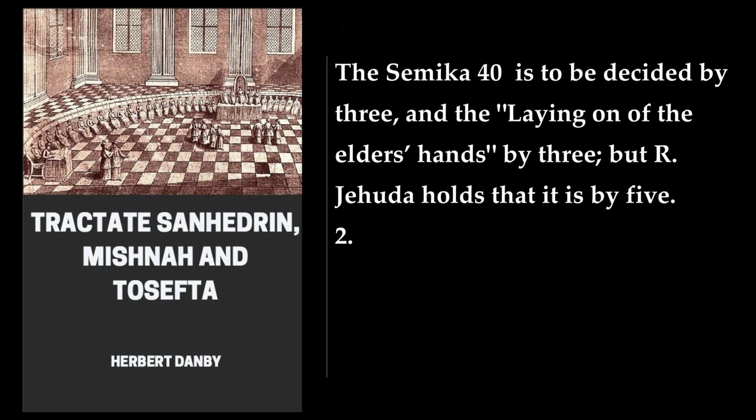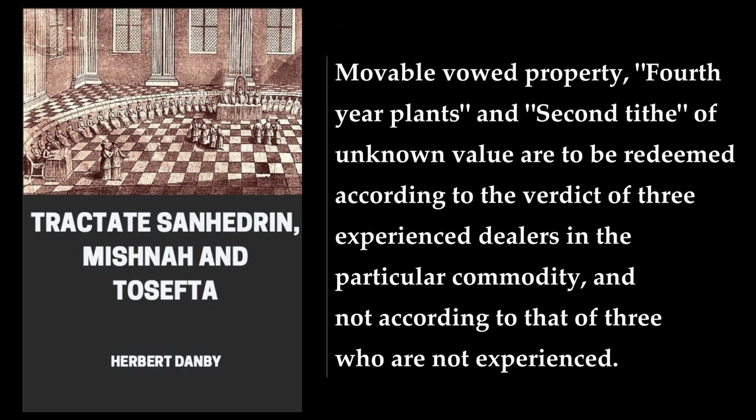The Semicha 40 is to be decided by 3, and the laying on of the elders' hands, by 3, but Rabbi Jehudah holds that it is by 5. 2. Movable vowed property, 4th-year plants, and second tithe, of unknown value are to be redeemed according to the verdict of 3 experienced dealers in the particular commodity, and not according to that of 3 who are not experienced.